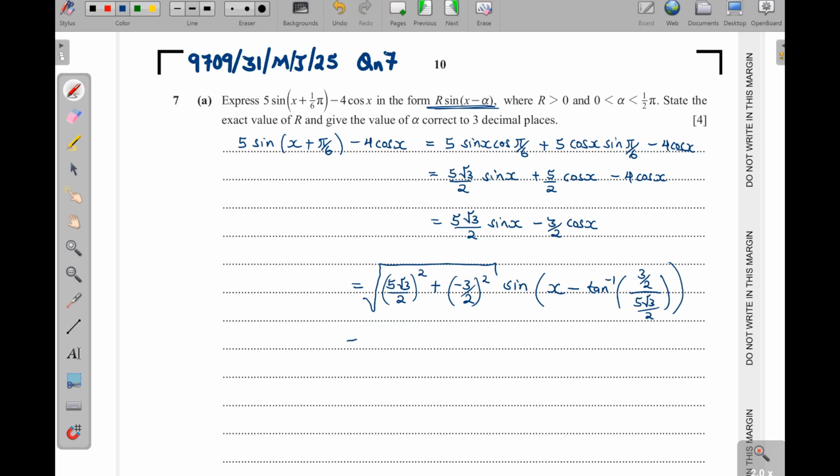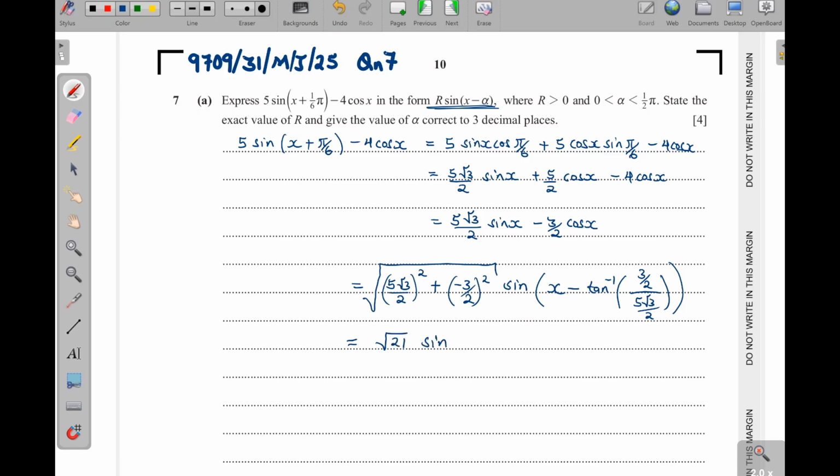Okay, so what do we get here? This will be 25 times 3 over 4, and then plus this will be 9 over 4. So 75 plus 9. Isn't that 84? Then when we divide by 4, that is 21. So meaning that what we are having here is going to be square root of 21.